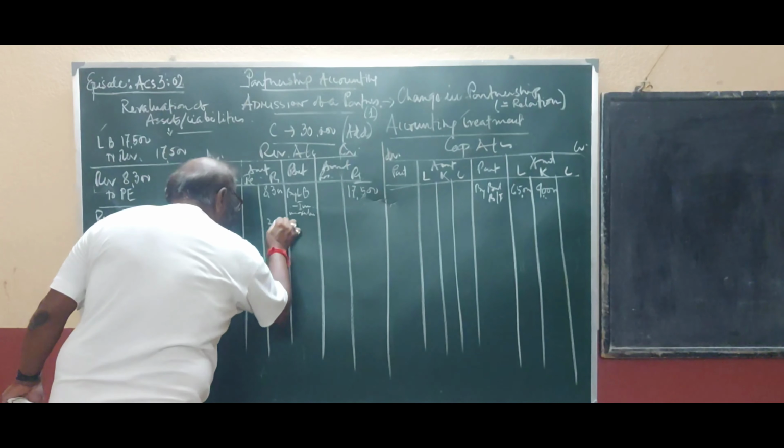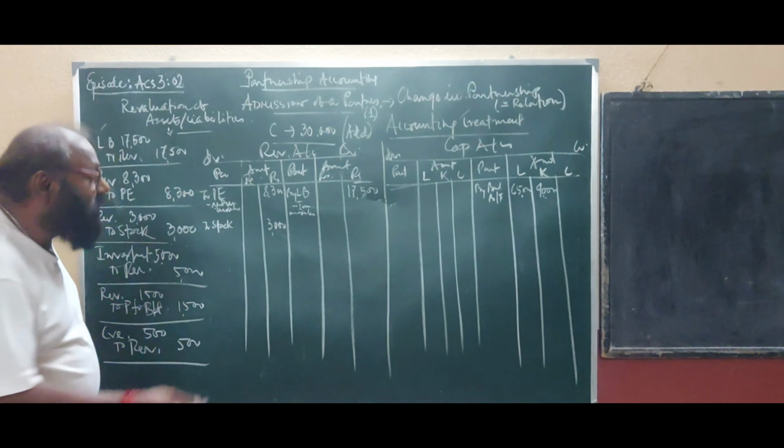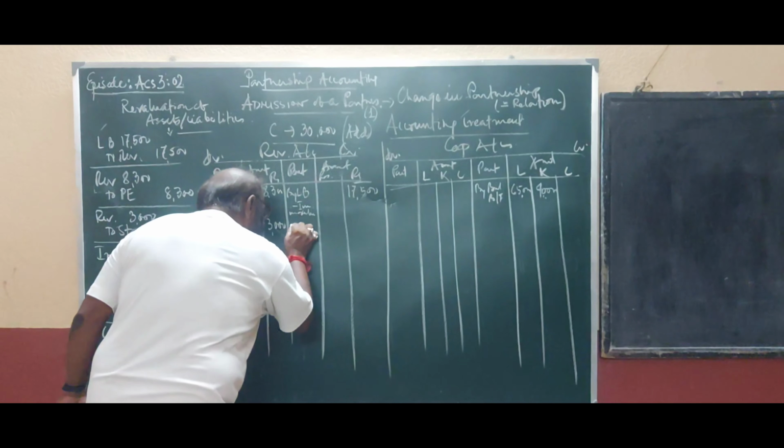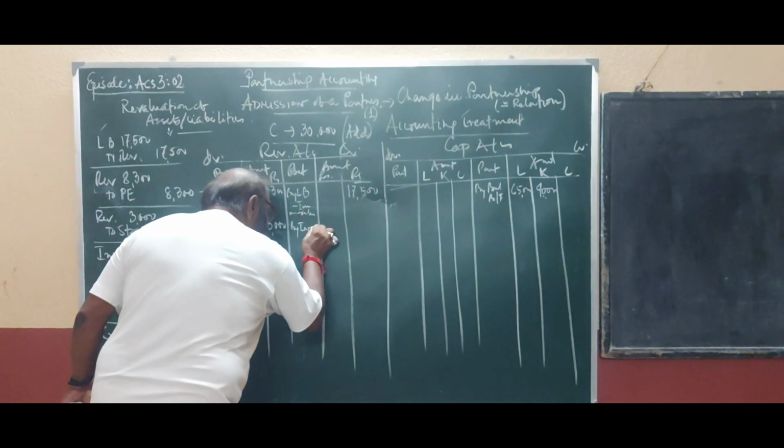Then comes the other one, investment of 5,000. आपको इधर नहीं था बुक्स ऑफ अकाउंट्स में, आपको इसको पैदा करना पड़ेगा. चलो हम लोग पैदा कर लिए. इन्वेस्टमेंट अकाउंट डेबिट. ओके, इन्वेस्टमेंट. ओके, हाउ मच? 5,000. क्लियर?